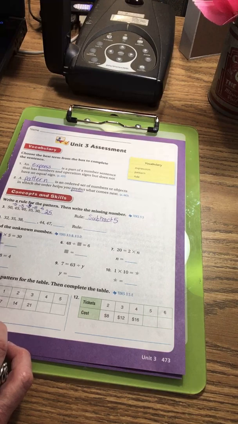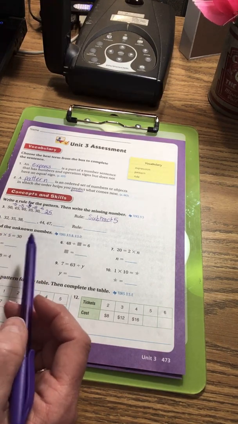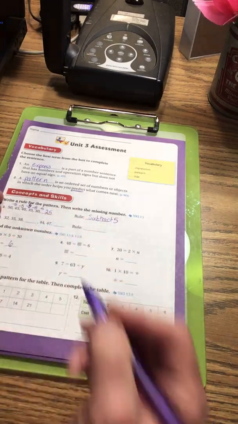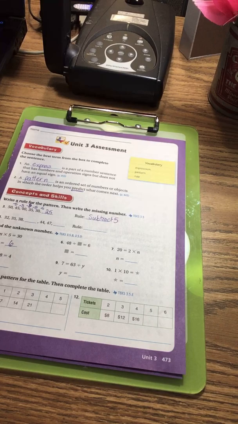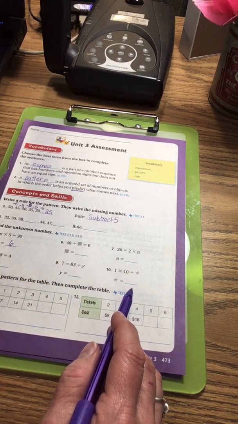So what number is represented by m? Well, count by 5s up to 30. 5, 10, 15, 20, 25, 30. 6 times 5 equals 30. So 6 would take the place of the m. So you should have done that on all of those questions.